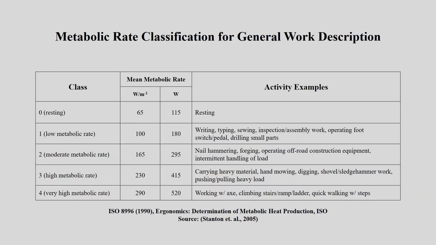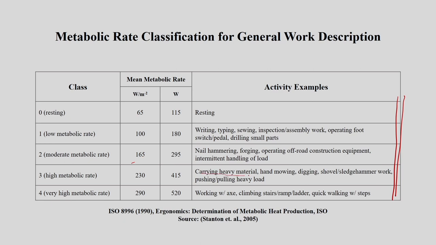The next part is the metabolic rate classification for general work description. If you are in a resting condition, the mean metabolic rate will be, in W per meter square, 65; low metabolic rate is 100, moderate 165, high 230, and very high is 290. So, you can have an understanding of what kind of metabolic rate they have at a particular point in time based on the activity description, and you can understand where they can be.